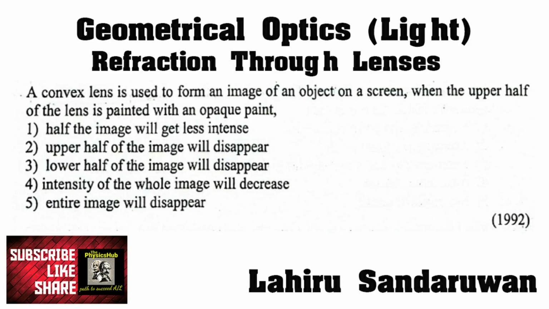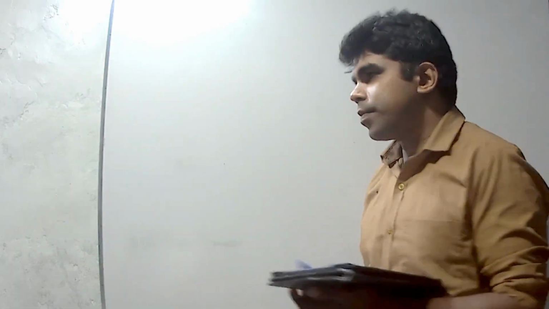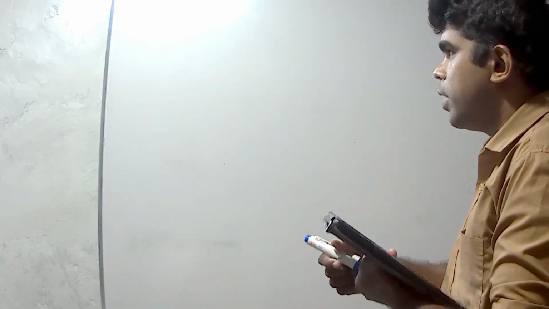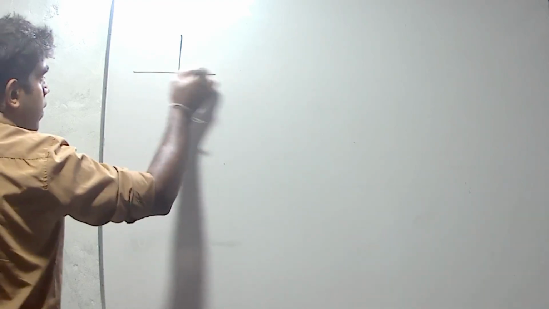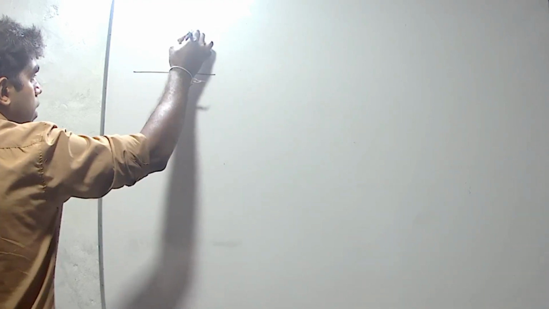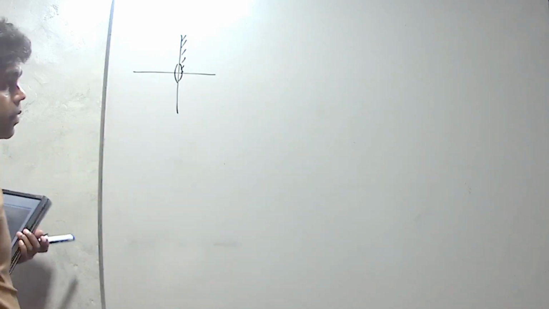A convex lens is used to form an image of an object on a screen when the upper half of the lens is painted with an opaque paint. We know that when a part of a lens is covered, the number of rays passing through the lens is decreasing.